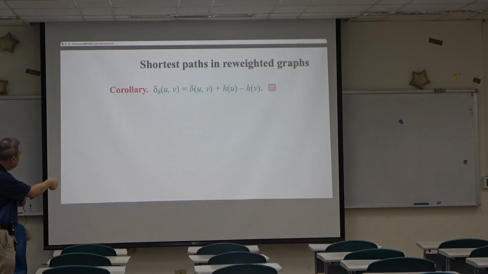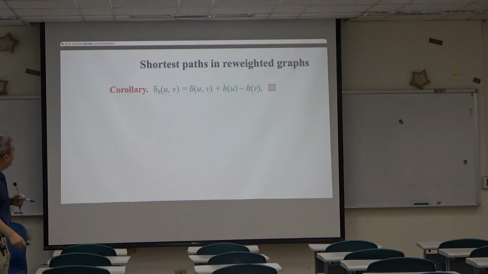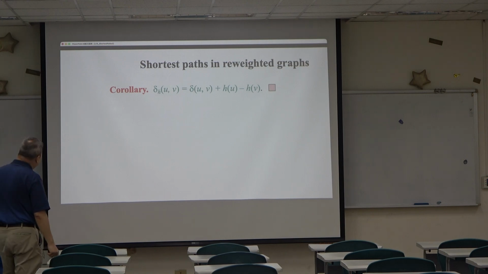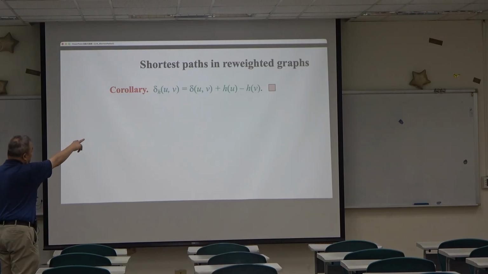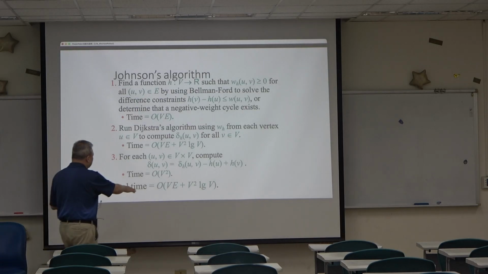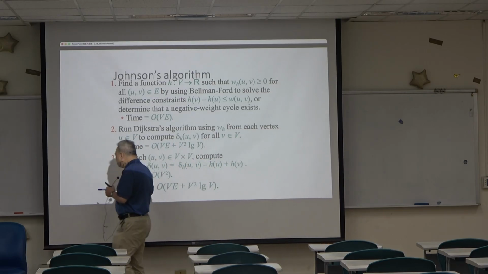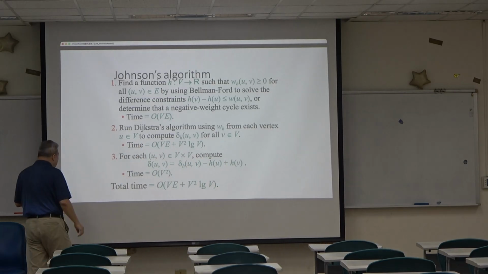Okay, you find the delta HUV. Your delta UV, the shortest path from U to V in the original graph, will be your delta HUV minus HU plus HU, right? Just move the other two terms to the left, and then you just do that to get your delta UV for every pair.